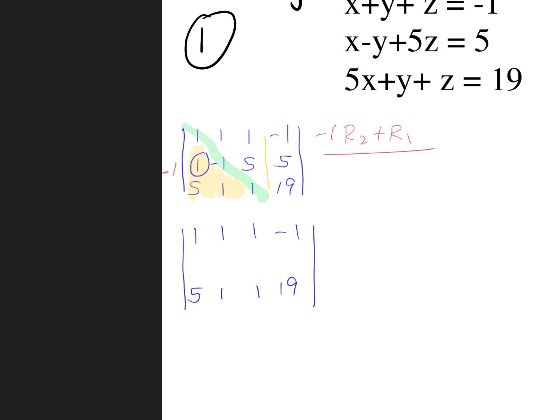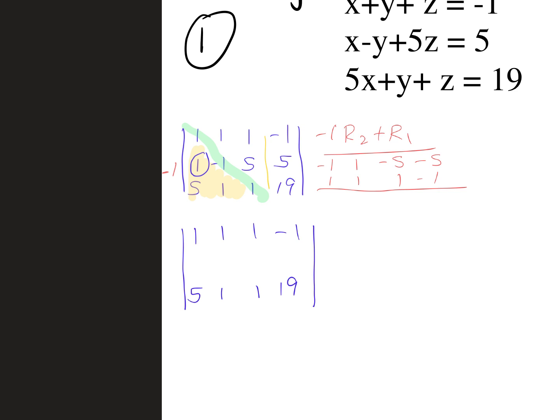So I'm going to take -1 times row 2. So -1 times 1 is -1. -1 and 1 is 1. -1 and 5 is -5. -1 and 5 is -5. Guys, check me as I go along so I don't make any mistakes. 1, 1, 1, -1, right?